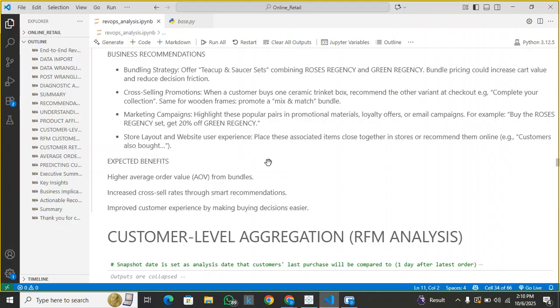And then lastly, the store layout and website user experience. Place these associated items close together in stores or recommend them online. For example, customers also bought, that is after you click on a particular product. Then the expected benefit is that the business will get higher average order value from bundles, increased cross-sell rates through smart recommendations, and improved customer experience by making buying decisions easier.